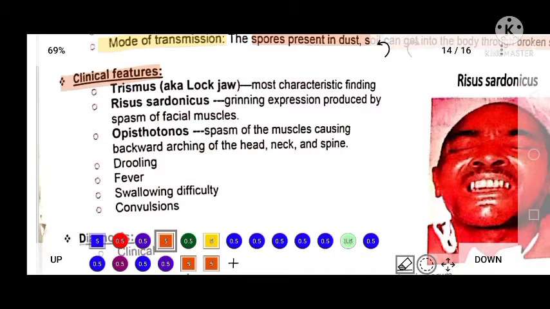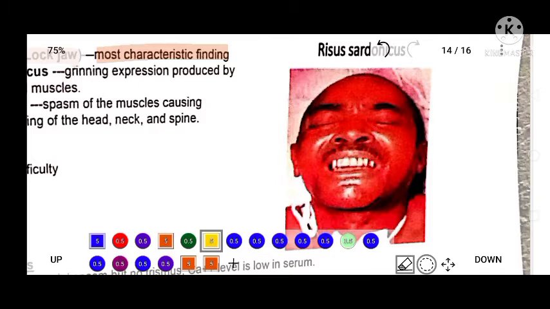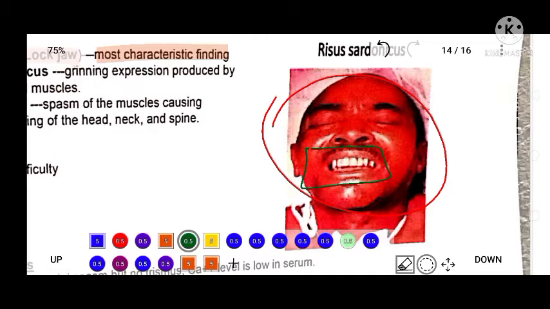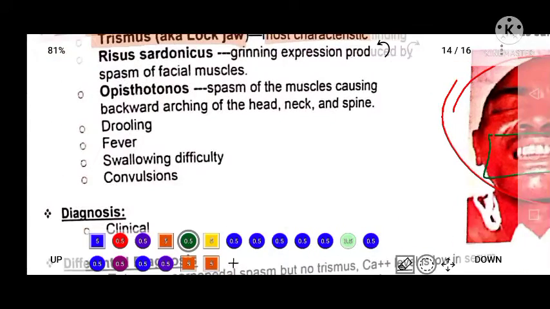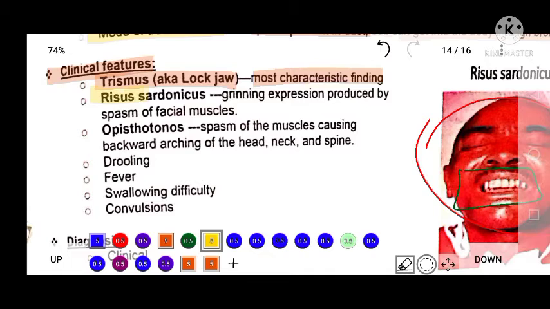So what are the clinical features of tetanus? Lockjaw, which means the jaw will be locked and the patient will be unable to move the jaw and mouth. As you can see in the typical picture of this patient, this condition is known as lockjaw. Risus sardonicus, a grinning expression, as you can see in this patient, occurs because of spasm of facial muscles.